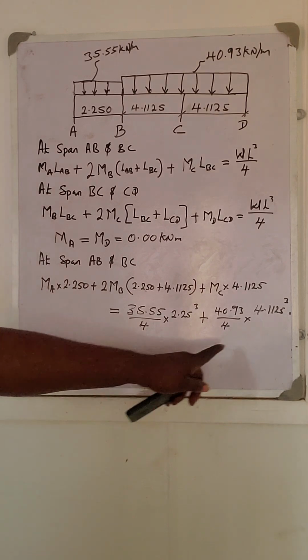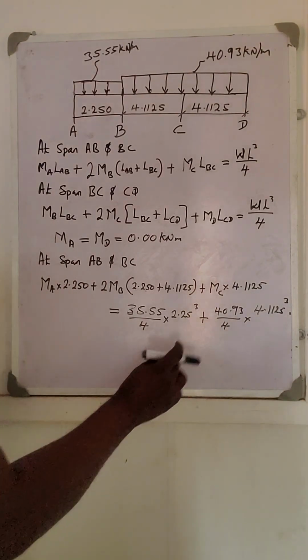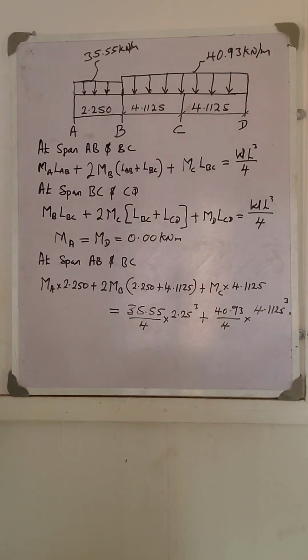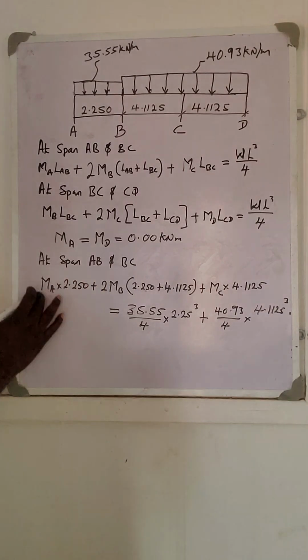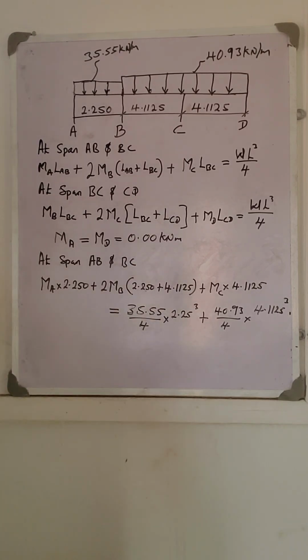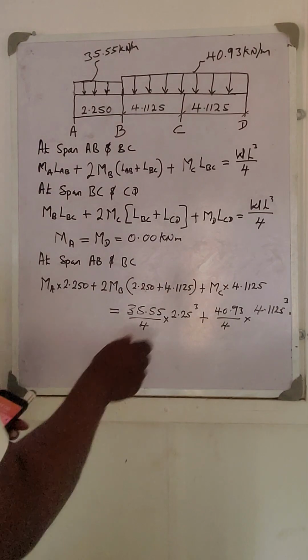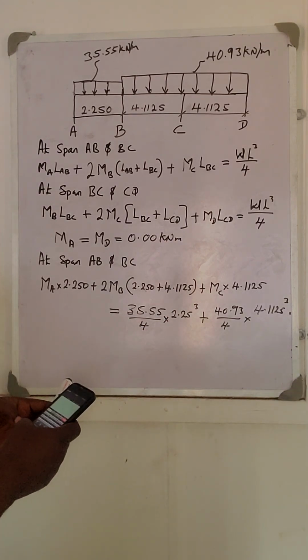This will now be our equation 1. After computing these values, you recall that MA is equal to 0. So the whole of this will now be equal to 0. So we will now rearrange. There are 2 MB now. When you compute this and this, let's quickly use the calculator.